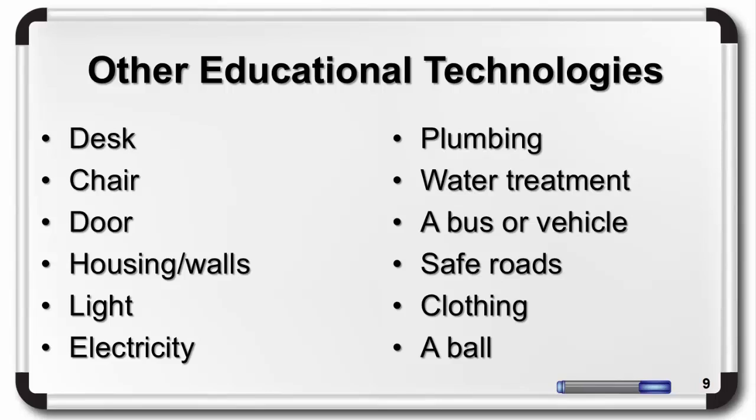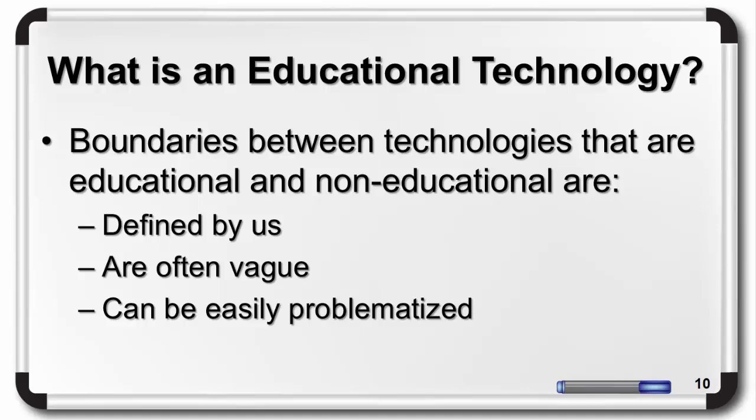And when we think even more generally, it's clear that there are many other tools and technologies that can influence the quality of teaching and learning. For example, in some places you may find yourself without adequate plumbing or transportation, where students don't have access to adequate water or clothing to support their hygiene, or where they aren't able to play sports or games they love. Obviously, including these technologies in our discussion of educational technology complicates the term's definition, but it's important to recognize that the boundaries between the technologies that are educational and non-educational are defined by us, are often vague, and can be easily problematized.